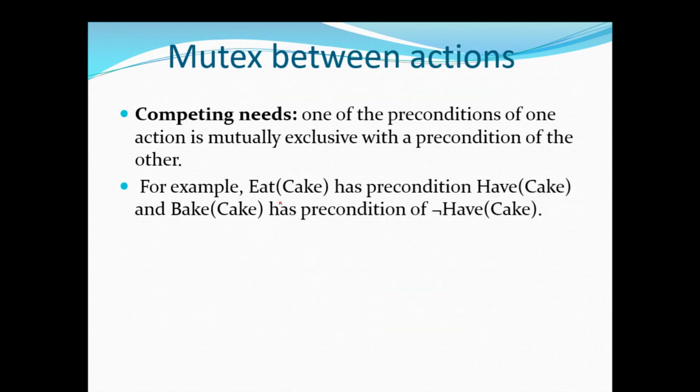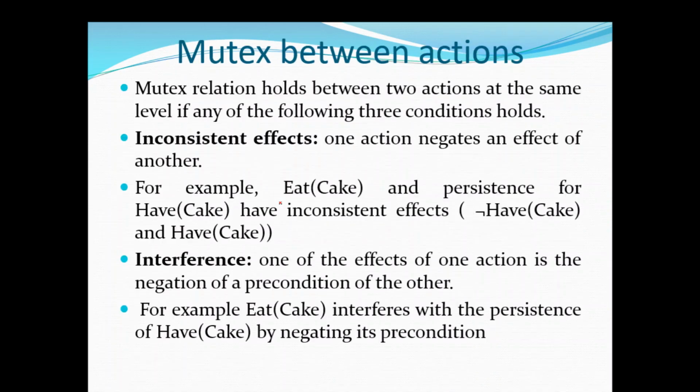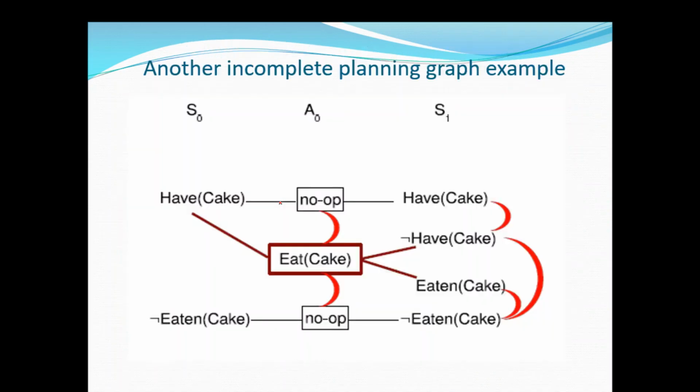Here is another incomplete example for a planning graph problem. But here we are introducing a new action, which is called no operation. This action also you can include. So this action is called no operation. Initially, what is the condition? We have cake. Have cake means not eaten of cake.